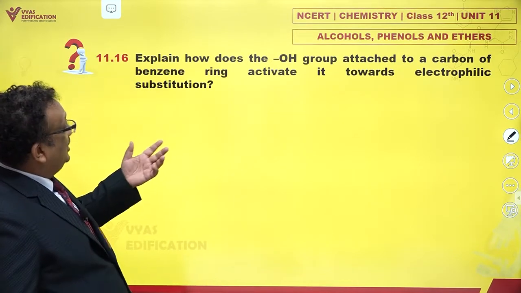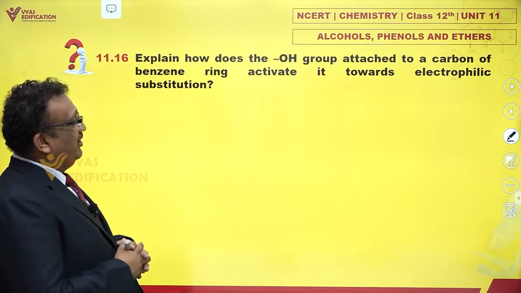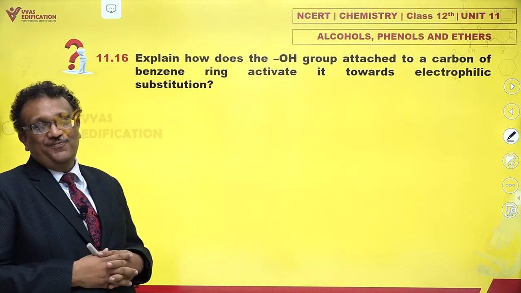Explain how the OH group attached to a carbon of the benzene ring activates it towards electrophilic substitution.